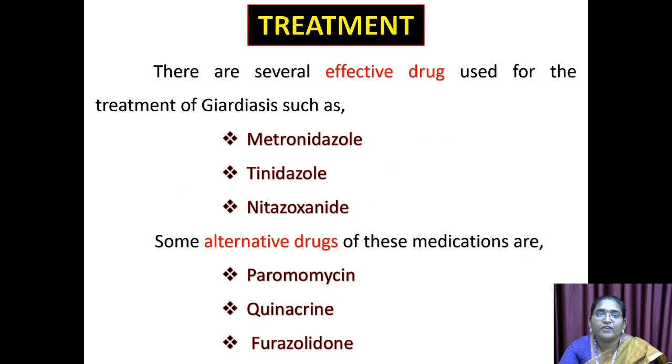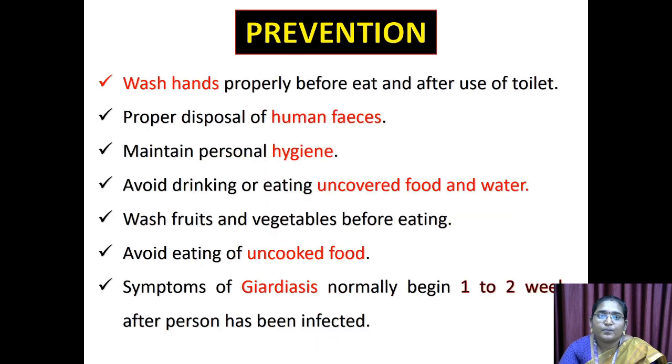Treatment. There are several effective drugs used for the treatment of giardiasis, such as metronidazole, tinidazole, nitazoxanide. Some alternative drugs to these medications are paromomycin, quinacrine, furazolidone.